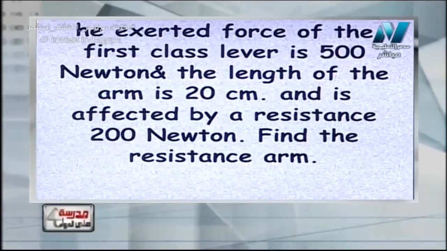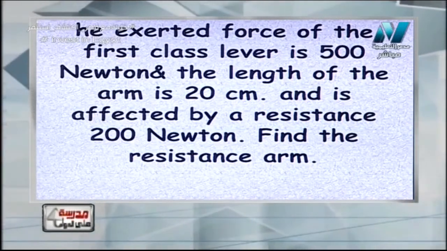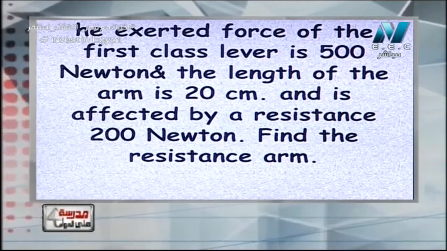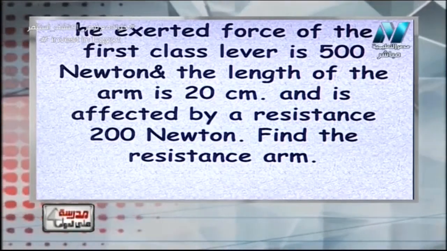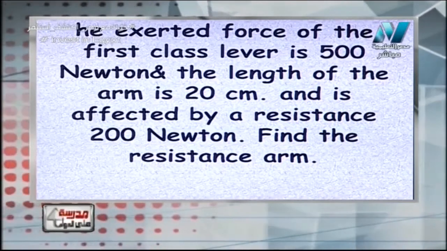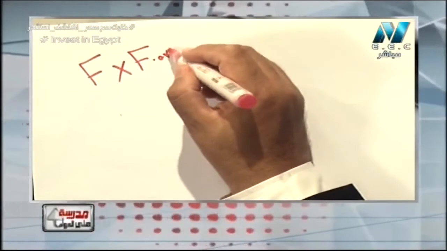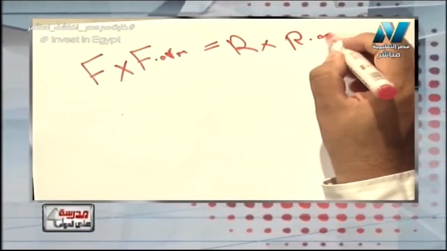Another problem of lever. The problem says the exerted force of a first class lever is 500 newton and the length of its arm is 20 centimeter and is affected by a resistance of 200 newton. Find the resistance arm. First step, before I do anything in a lever problem, I must write the law. The law says what? Effort force by effort force arm equals resistance by resistance arm.